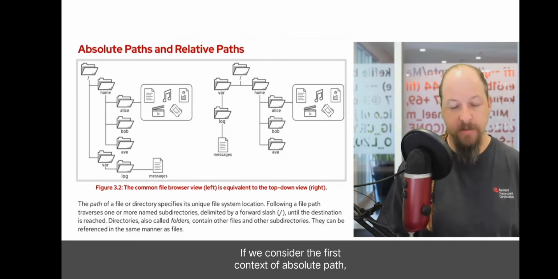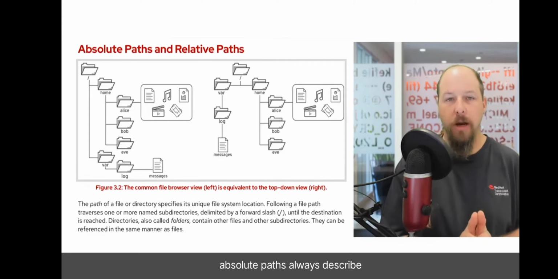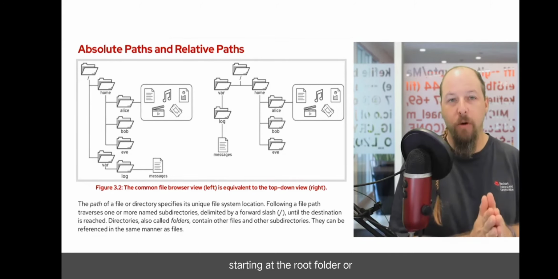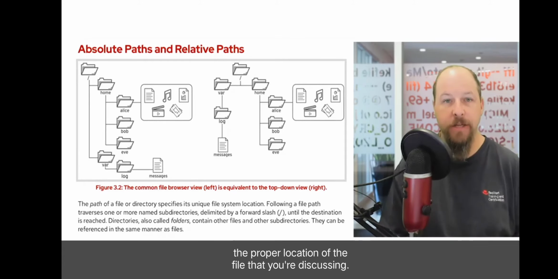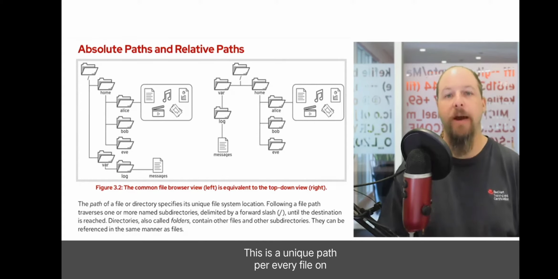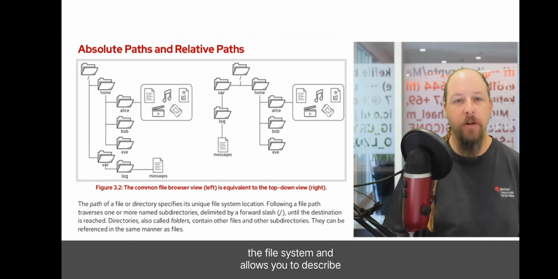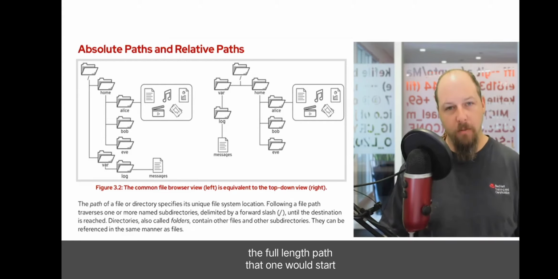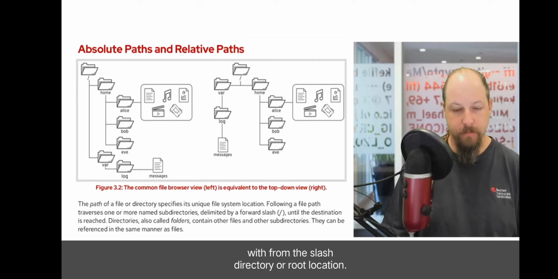If we consider the first context of absolute paths, they always describe starting at the root folder or slash all the way down to the proper location of the file that you're discussing. This is a unique path per every file on the file system and allows you to describe the full-length path that one would start with from the slash directory or root location.